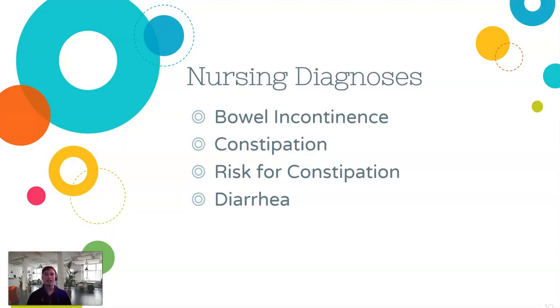So let's talk about our nursing diagnosis and maybe get a better understanding of what we'll see as we make those nursing plans of care. Bowel incontinence is a change in normal bowel habits characterized by involuntary passage of stool. Diarrhea is the passage of loose, unformed, or watery stools, or on the flip, constipation is a decrease in the frequency of bowel movements resulting in passage of hard, dry stools.